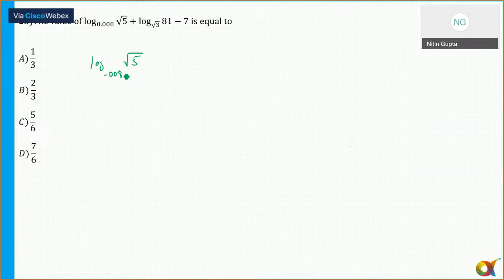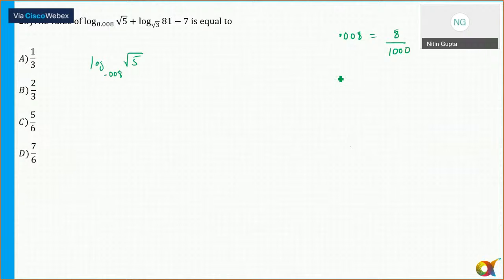Can I say that is equal to 0.2 cube? Please tell me yes or no. 0.2 cube, or we can also say that 0.008 is nothing but 8 by 1000. That is perfect. That is 8 by 1000. Is that clear?